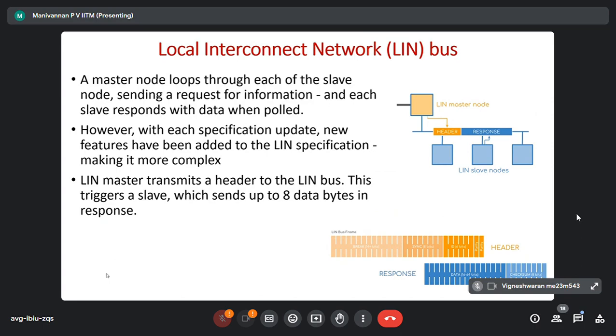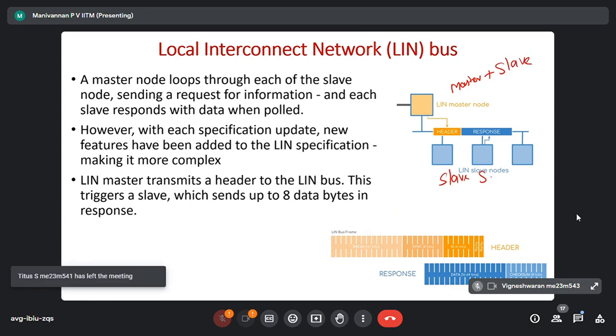So this last part, can you explain again? I'm sorry. Yeah. See, in the LIN bus, the master also is a slave. This is a master plus slave. These people are just slaves only. This is 2, this is 3, this is 4, this fellow is 1, the master.